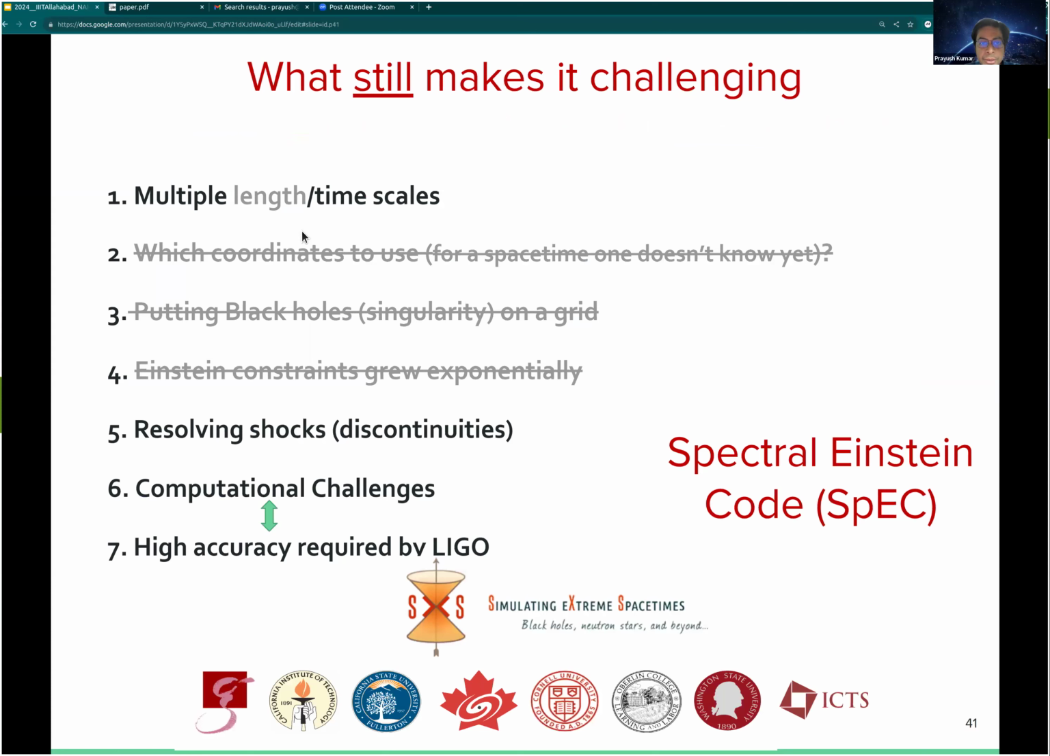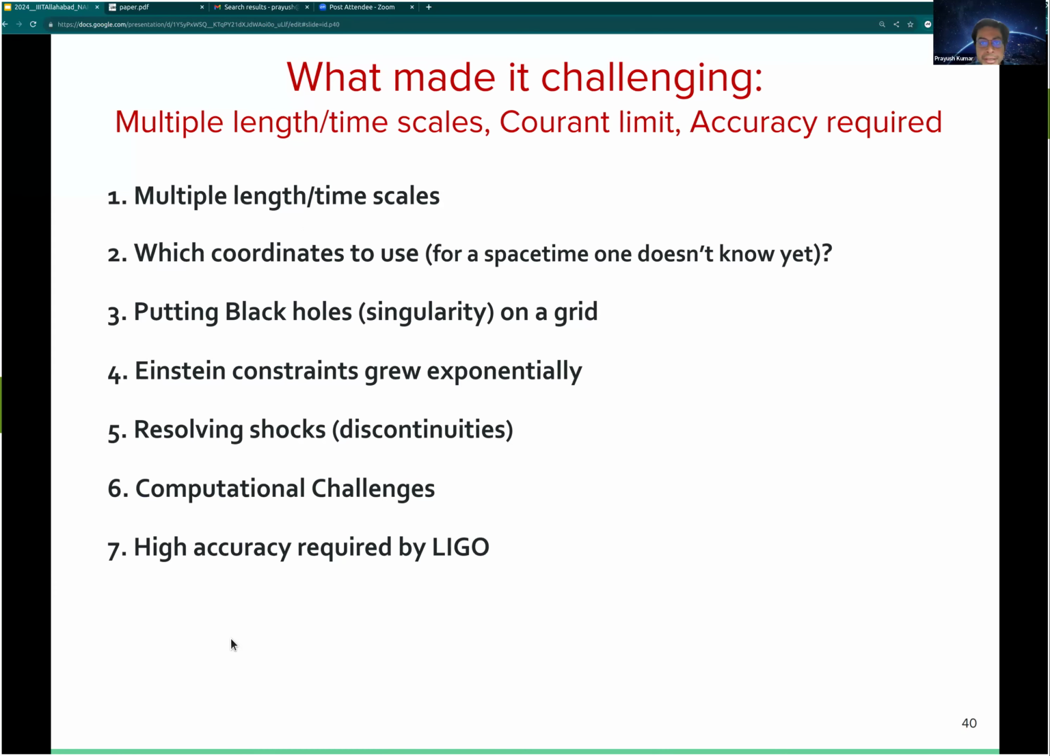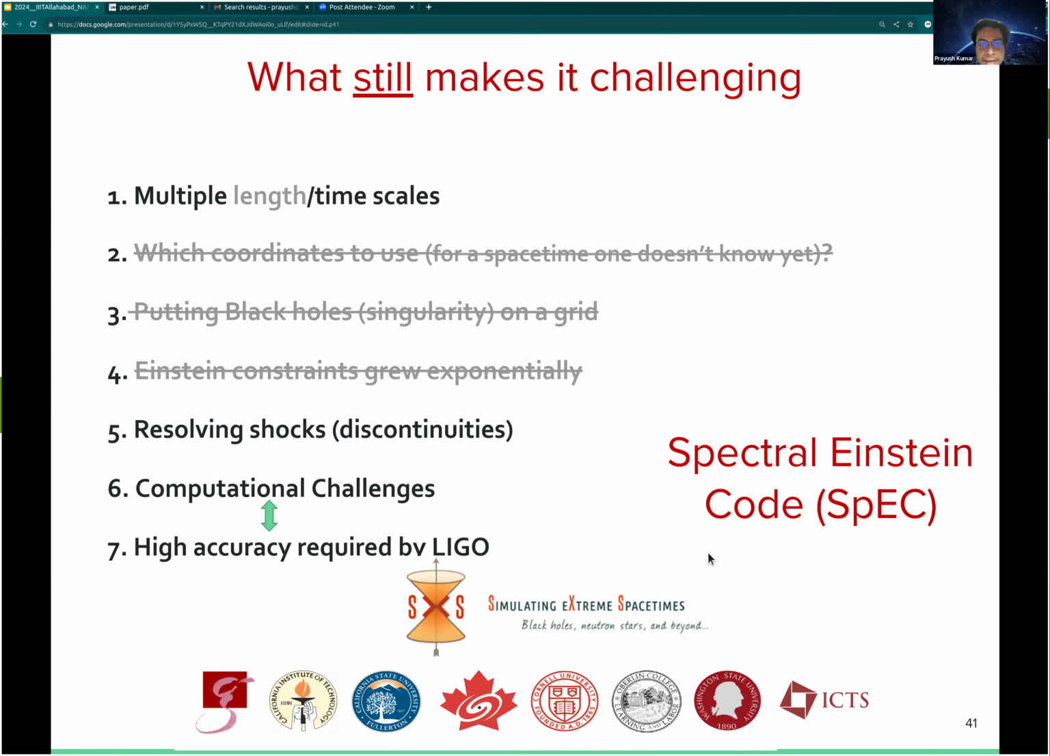Okay. So going back to the original list of difficulties, these were the broad difficulties that I had discussed. With the spectral Einstein code, we have more or less managed to handle multiple length scales. We've managed to figure out good choices of coordinates, how to handle the singularities, and how to control Einstein constraint violations in our system. What still is not very satisfactorily resolved is how to handle shocks and discontinuities, and how to make these simulations scalable and less expensive, keeping the accuracy requirements in mind. So these are the outstanding challenges of the field.